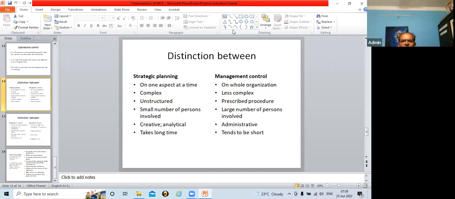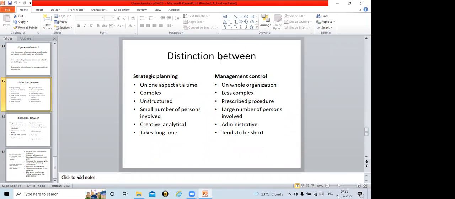Can you see the PPT? You can type in the chat box. Network is not active. Can you see this PPT? Because it is very important from the examination point of view. You may be asked this kind of question: differentiate between strategic planning, management control, and operational control. Can you see this PPT?